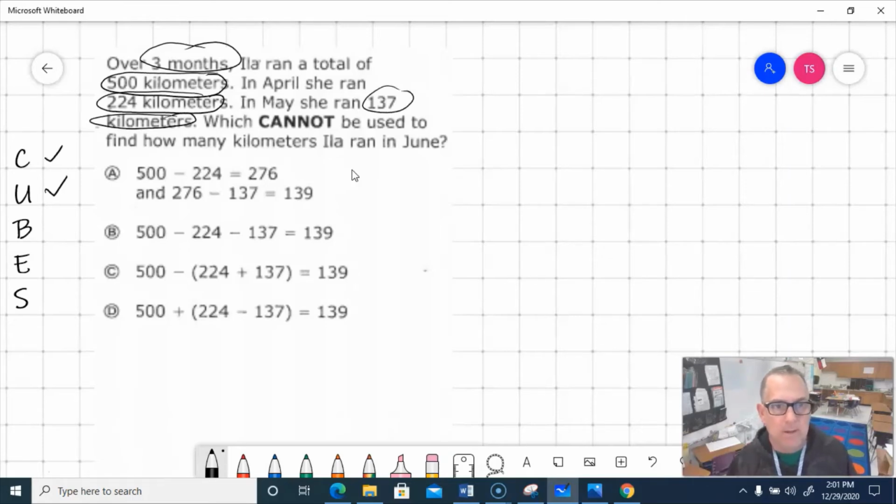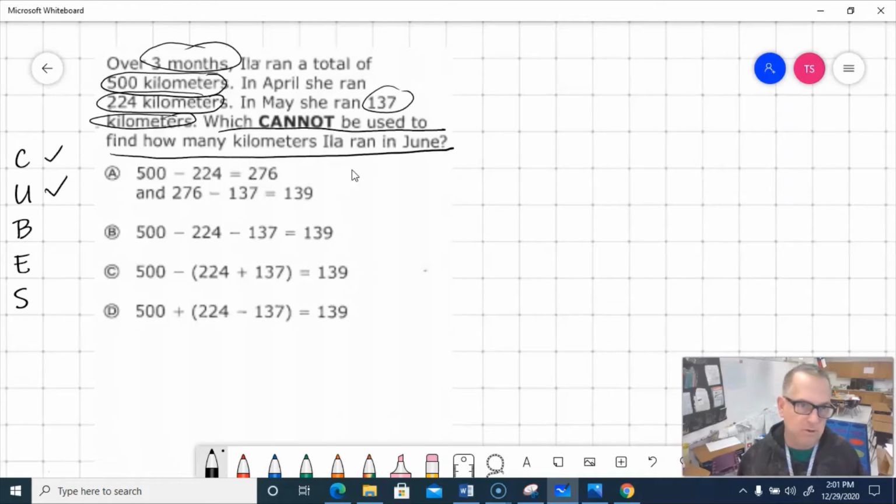I'm going to underline what it's asking me to do. And it says, which cannot be used to find how many kilometers Isla ran in June. So I'm going to box in some operational clues. I'm going to box in the word total. I think that's going to be helpful.